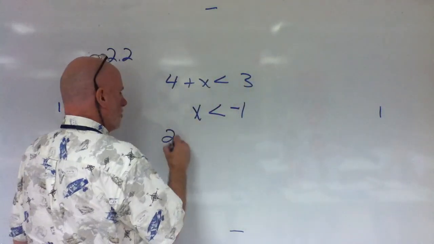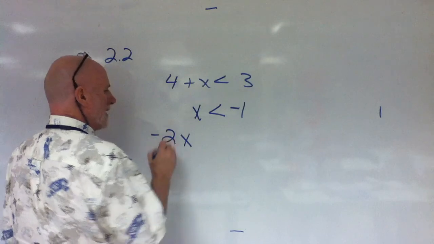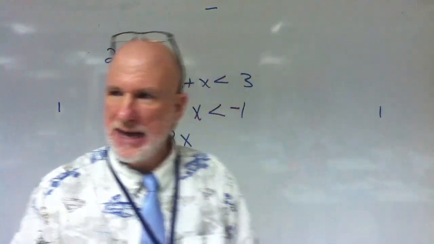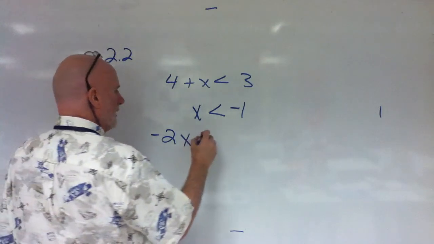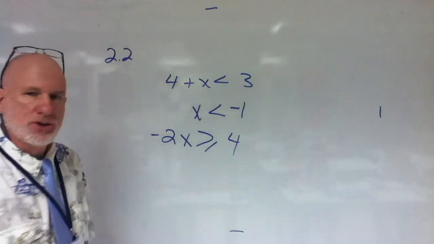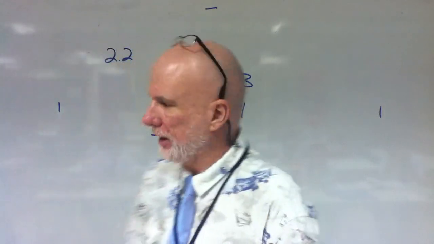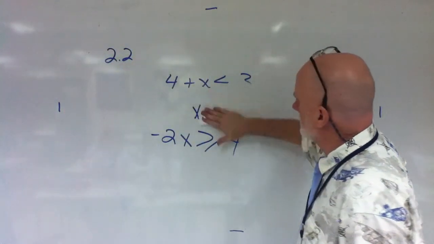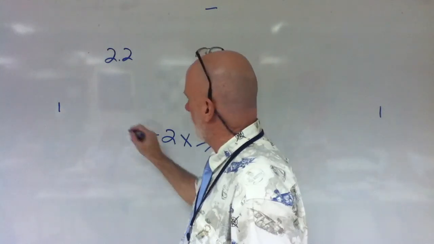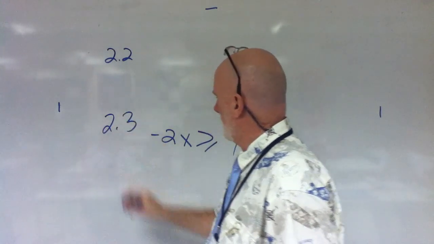Then section 3 is going to be 2x. Let's make that negative 2. We're going to try to trick them. Negative 2x is greater than or equal to 4. So how would you do that? This is section 2.3 now. How would you solve that?